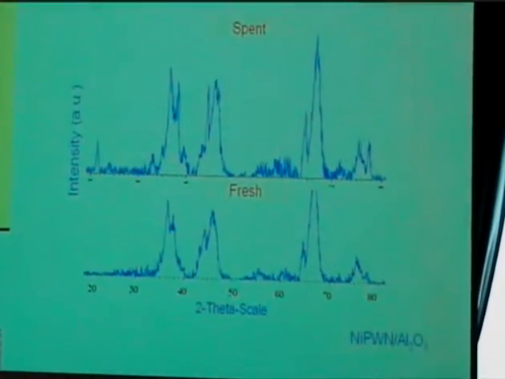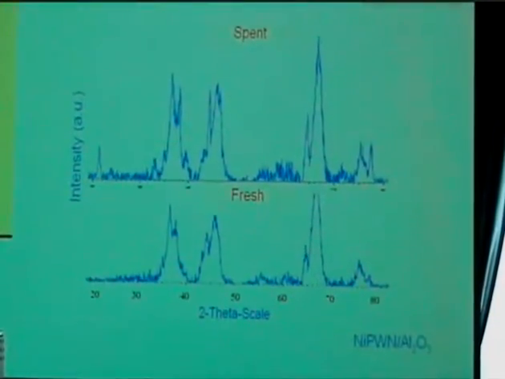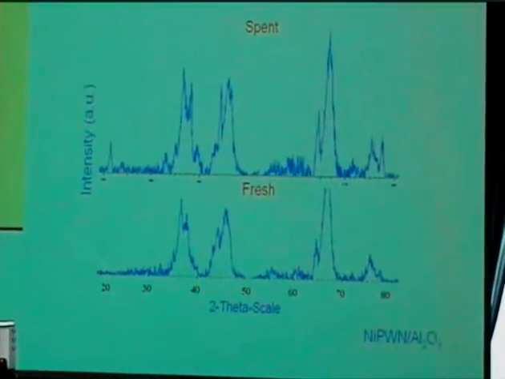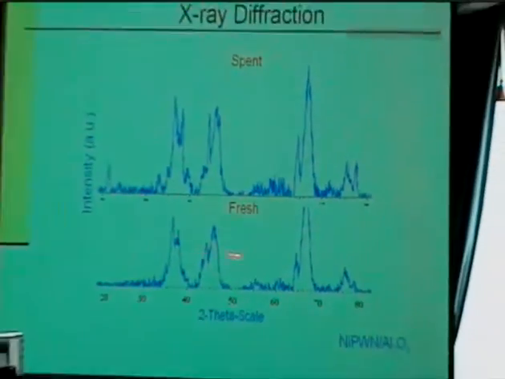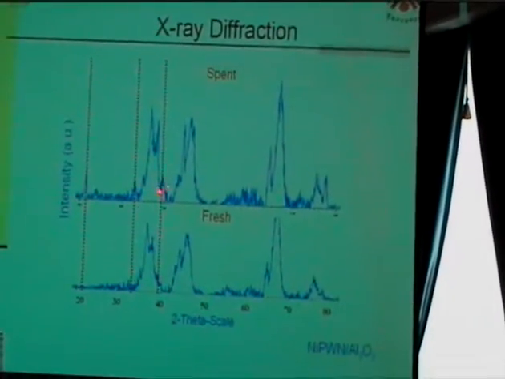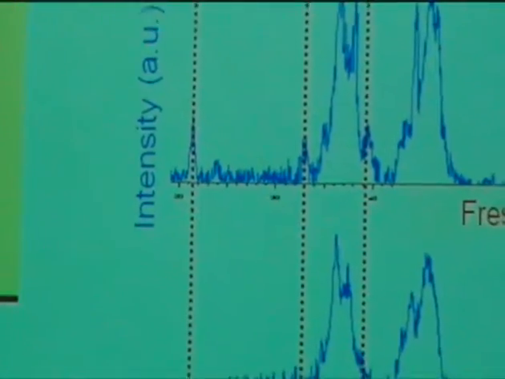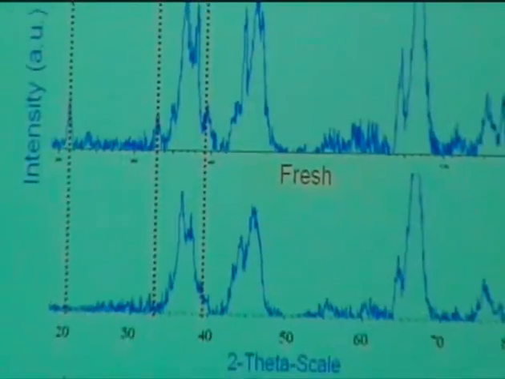Then we went on to perform X-ray diffraction studies on the fresh and the spent catalyst. And over here we got somehow different results. What we observed was that with the fresh catalyst, we have the tungsten nitride phase and the nickel nitride phase in place. But when we look at the spent catalyst, we have a modification of the phase, which seems to suggest that tungsten sulfide is on the surface of the catalyst.